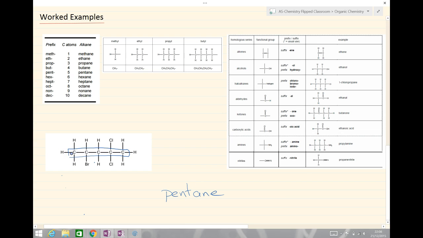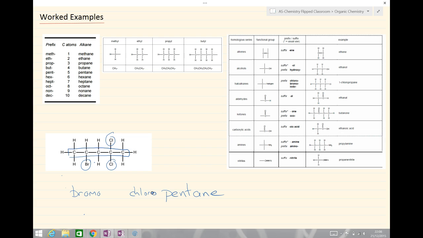However, now we have some different side groups. We now have these halogen groups. So how do we name them? Well, we have chloro, bromo, iodo, and importantly their prefixes. So we need to name them, and we tend to do this alphabetically. So we have bromo, chloro, pentane, and we also have to give the position.